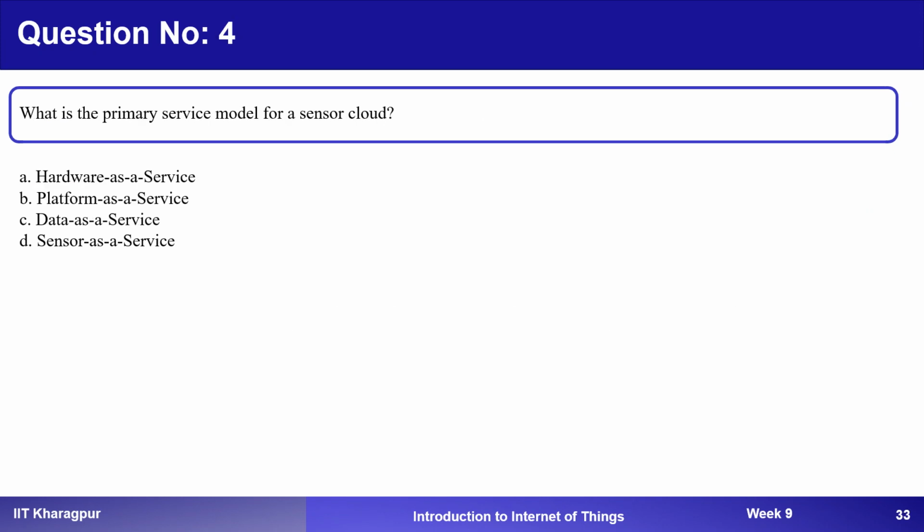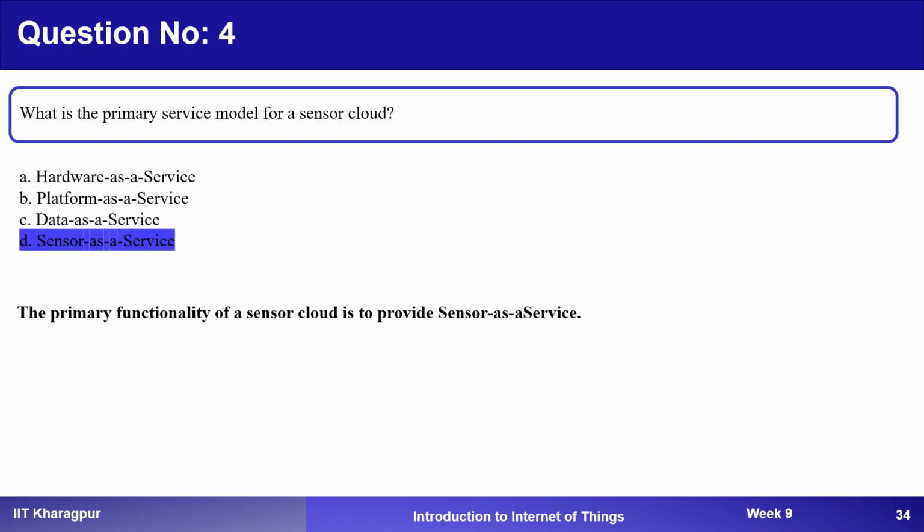Next question is, what is the primary service model for a sensor cloud? Options are hardware as a service, platform as a service, data as a service, sensor as a service. Option D, sensor as a service. Right, so the correct option for this is sensor as a service.